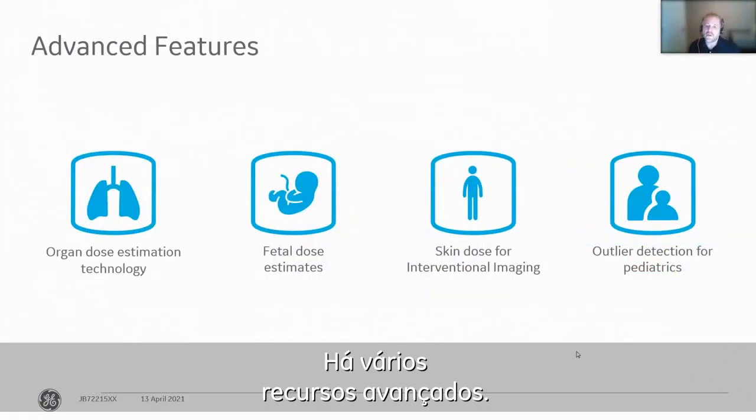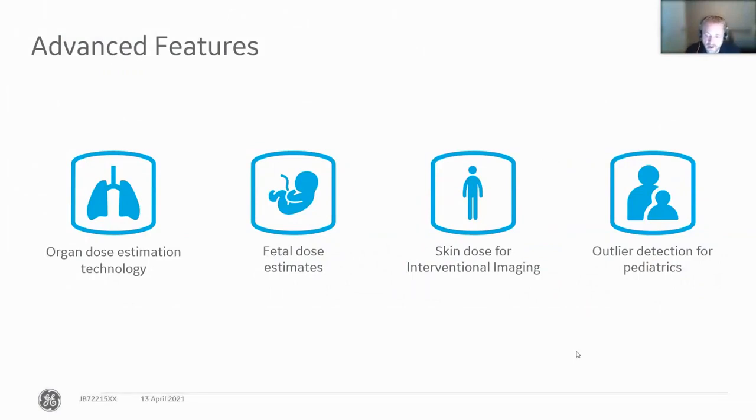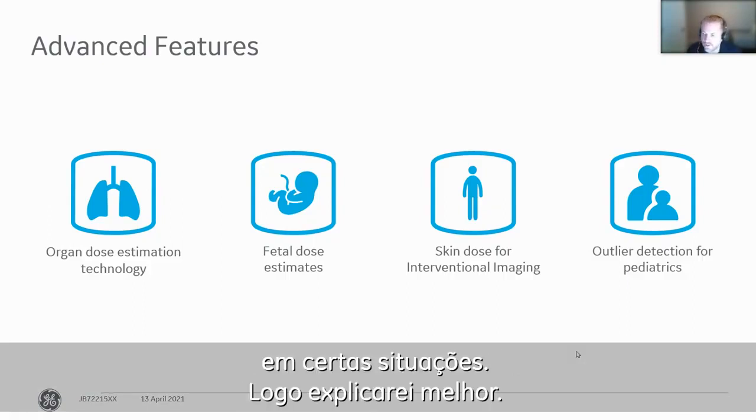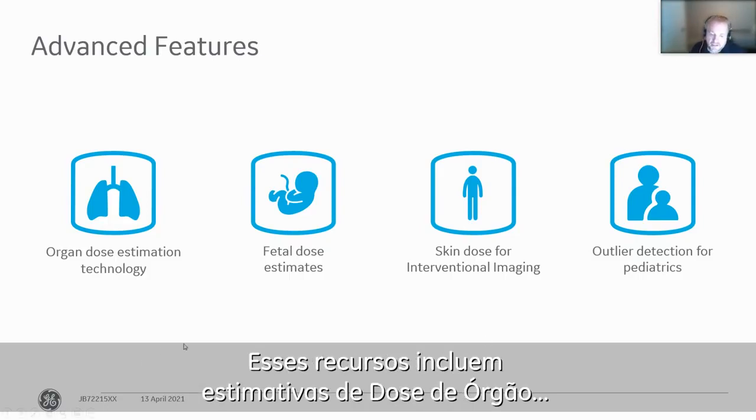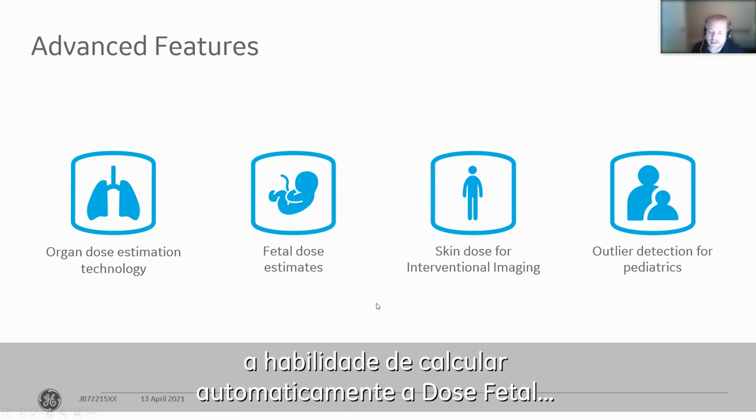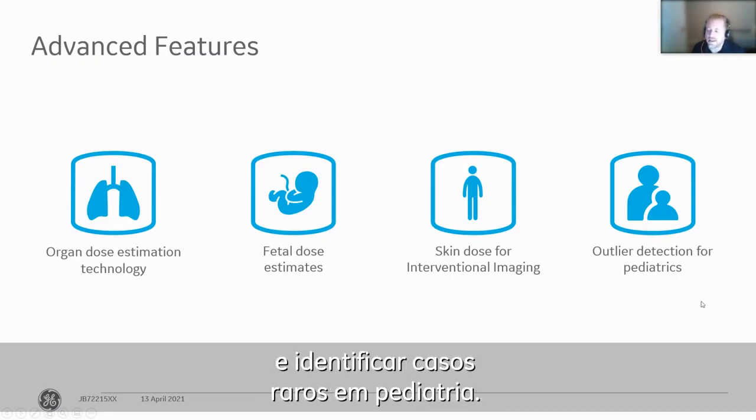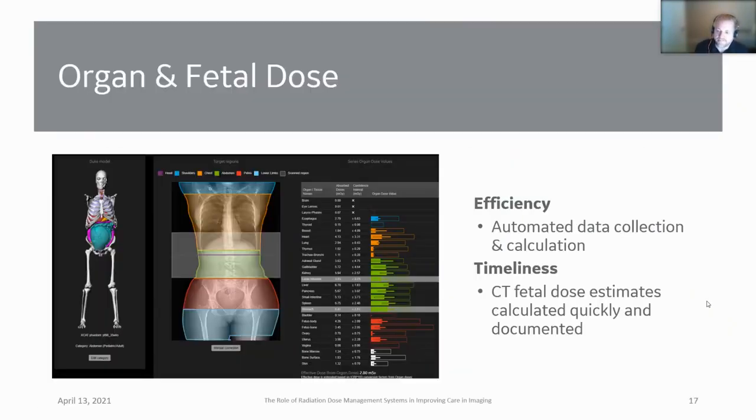All right. There are a number of advanced features that are out there. Some vendors may not have all of these, but I'm highlighting some technology which can be useful in certain situations, and I'll talk about what I mean by that. But some of these advanced features include organ dose estimation, the ability to automatically calculate fetal dose, peak skin dose, and provide a skin dose map, and to identify unusual cases for pediatric patients.